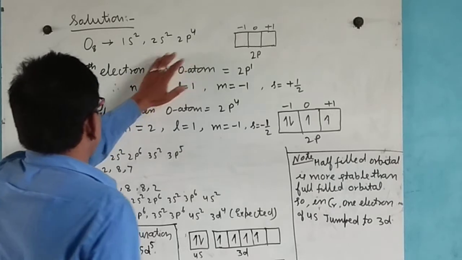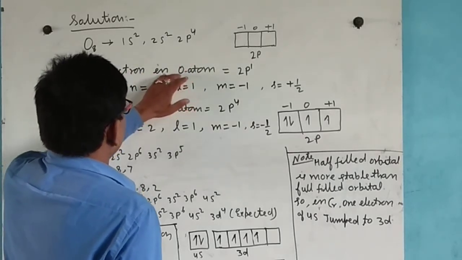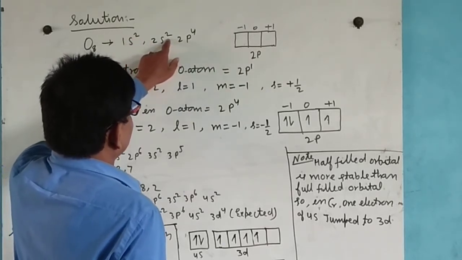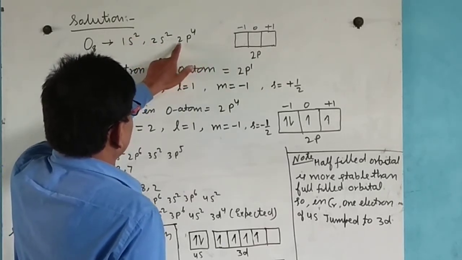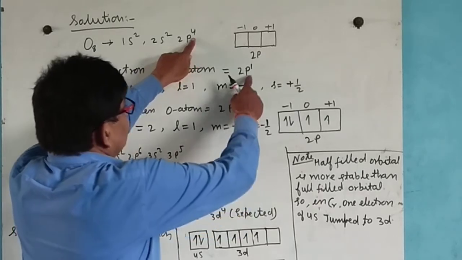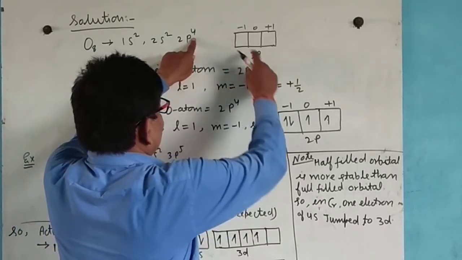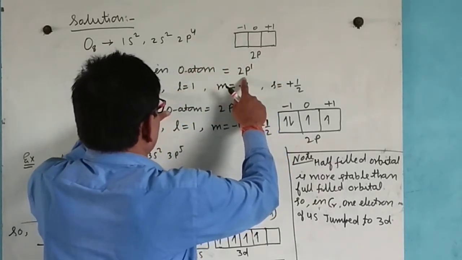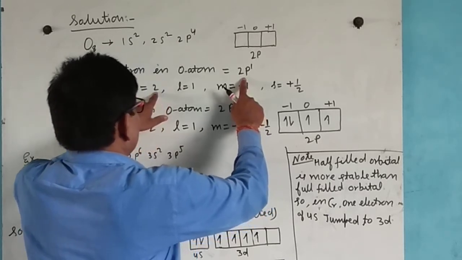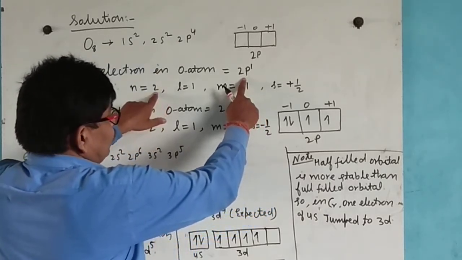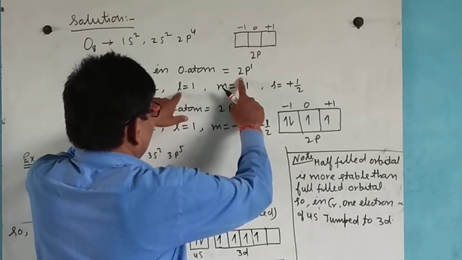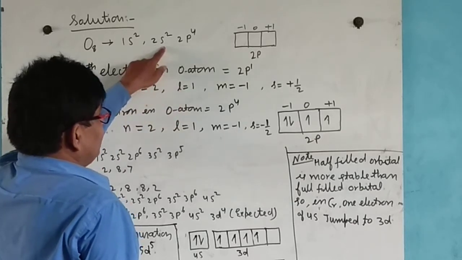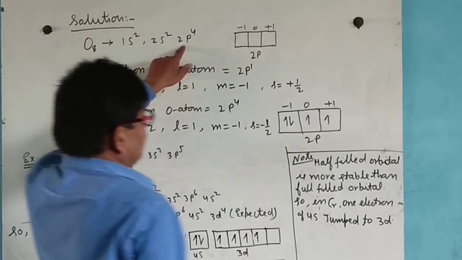Now the 5th electron in the oxygen atom comes into the 2p subshell, that is 2p1. So the value of n, the principal quantum number, is equal to 2, and the value of l is 0 and 1. 0 is for the s orbital and 1 is for the p orbitals.